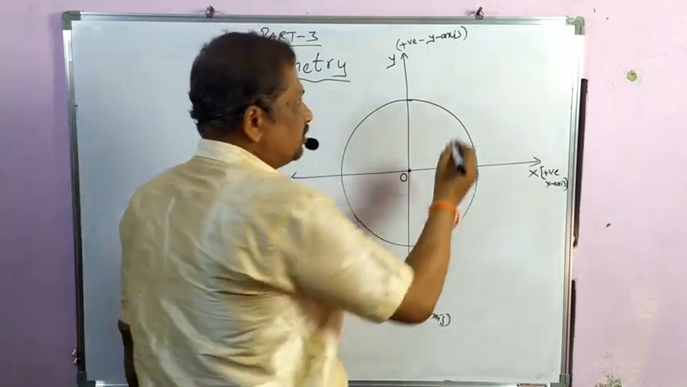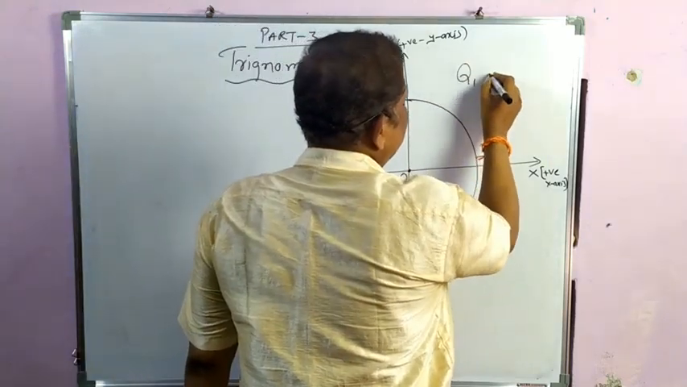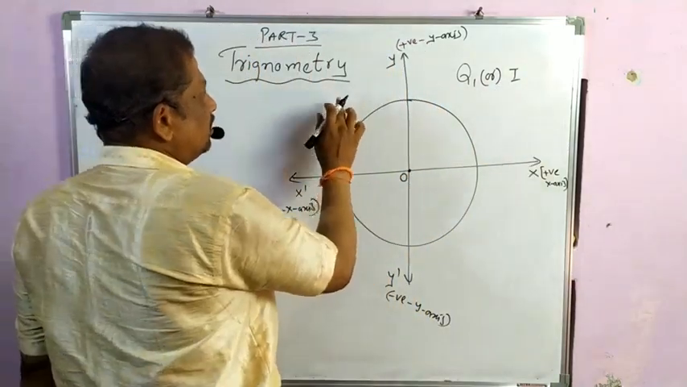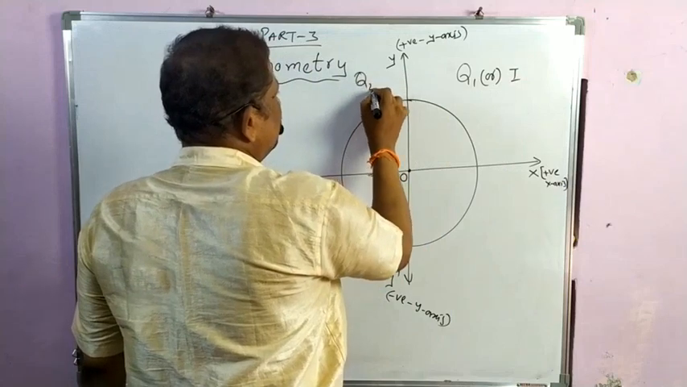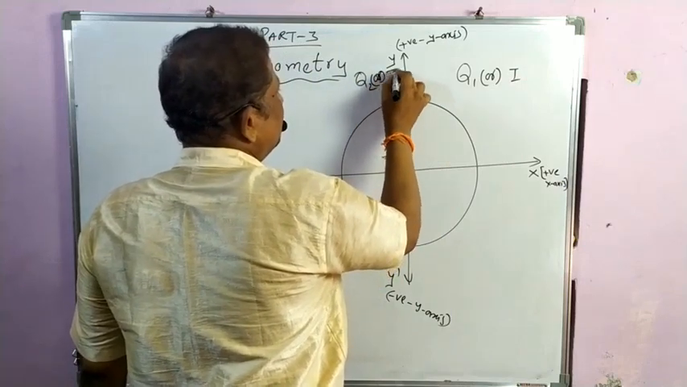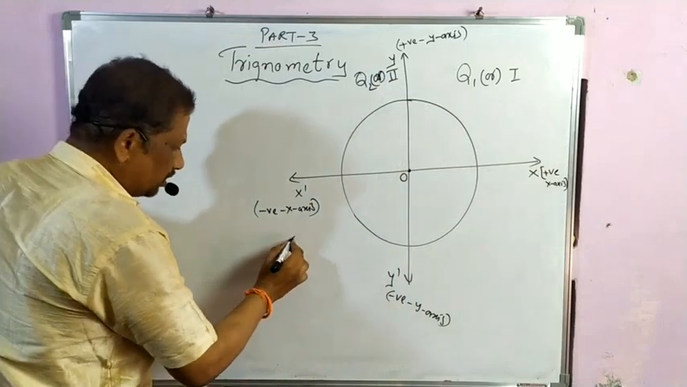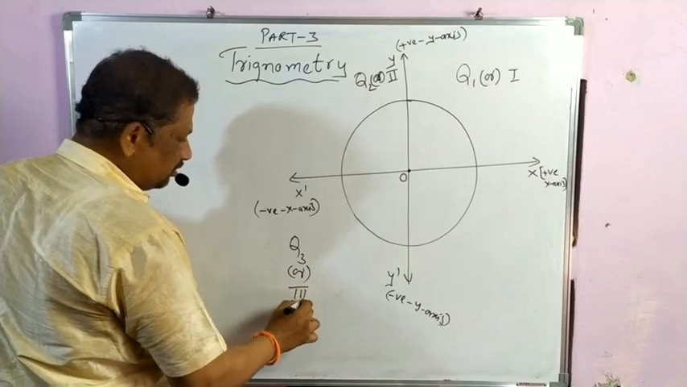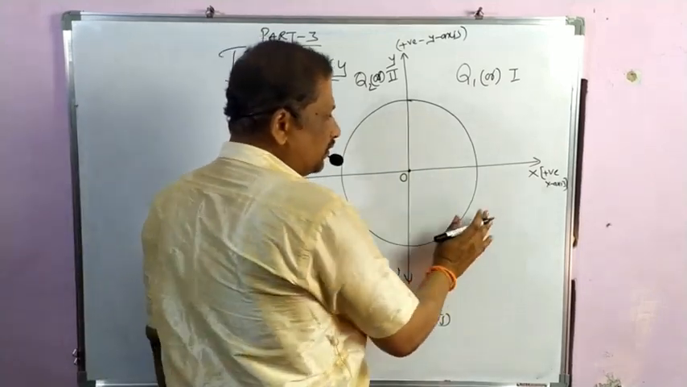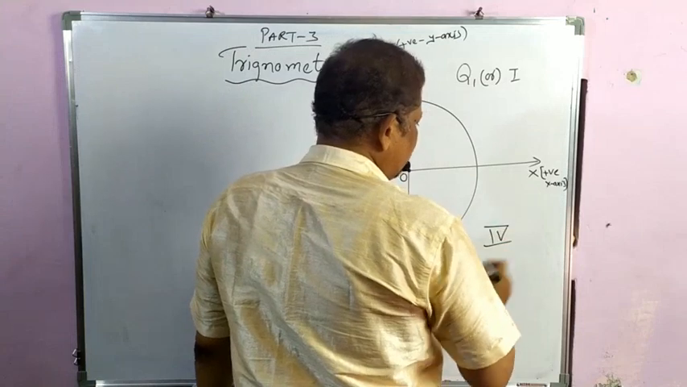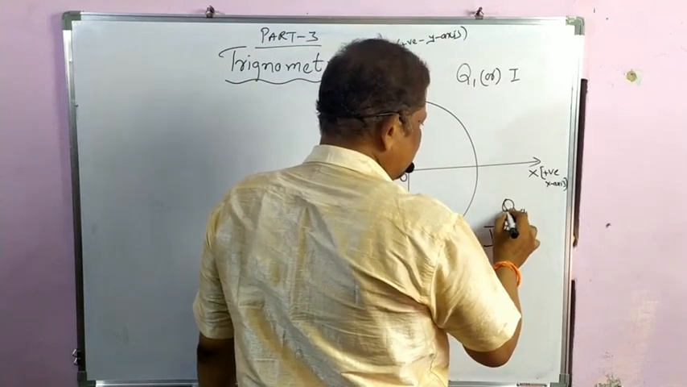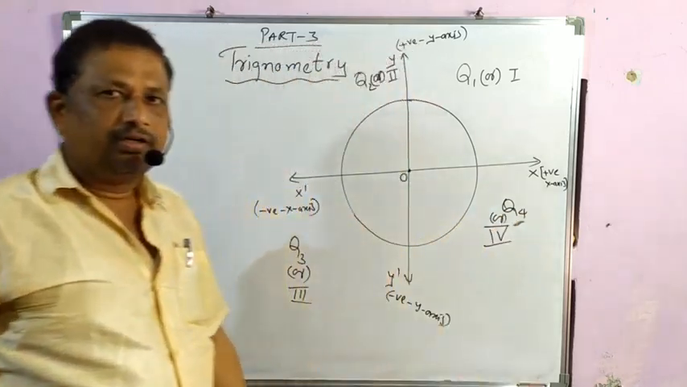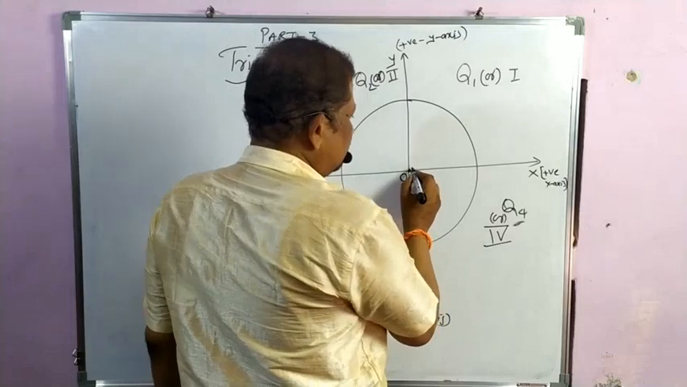We name this one the first quadrant, denoted by Q1, Roman number 1. This is the second quadrant, denoted by Q2 or Roman number 2. This is the third quadrant, denoted by Q3 or Roman number 3. And this is the fourth quadrant, denoted by Q4 or Roman number 4.